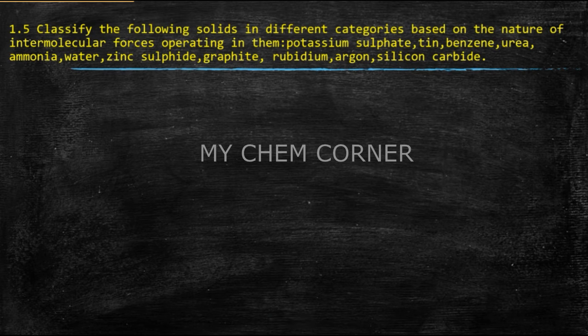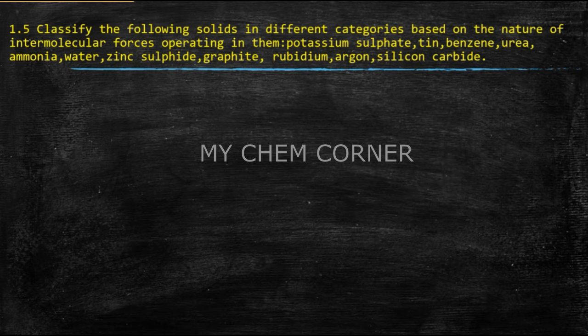Now the next question is, classify the following compounds in different categories based on the nature of intermolecular forces operating on them. And there are certain examples given to us, which is potassium sulfate, tin, benzene, urea, ammonia, water, zinc sulfide, graphite, rubidium, argon, silicon carbide. Now here in this classification, if you need to know what belongs to where, first you need to know what are those classifications. Otherwise, it is not going to help.